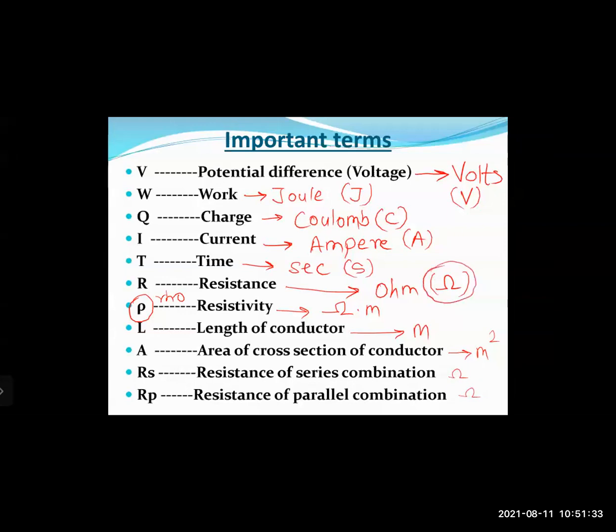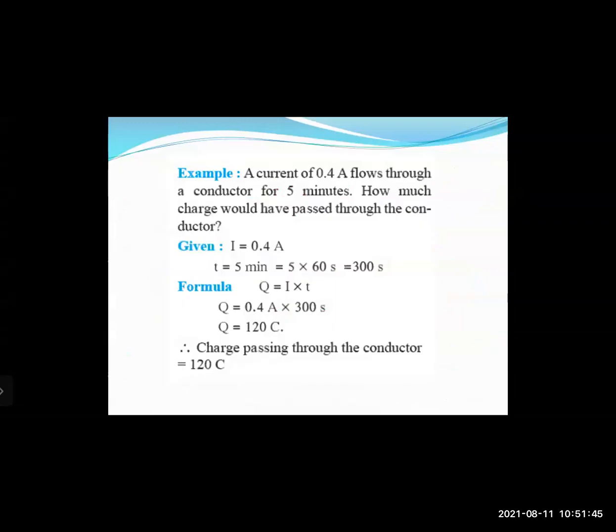Okay. Then resistivity is given by ohm meter. Then length of the conductor is meters. Area of cross section is meter square. And resistors in series and parallel will be given again by the ohm symbol. Okay. Now let us move through all the numericals.